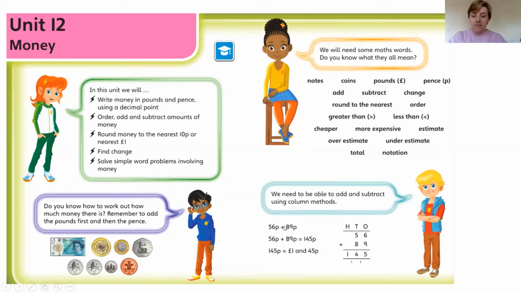Here we're adding 56 pence, so that's represented as 5 tens and 6 ones, and 89 pence, 8 tens and 9 ones. So these are added together, the ones first, then the tens exchanging into the next column, to make 145 pence. Now this, therefore, is 100 pence, which is a pound, and 45 pence. So that's £1 and 45 pence.